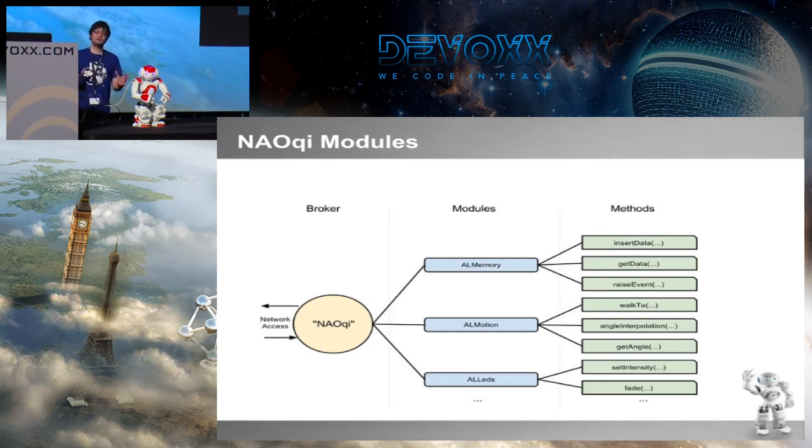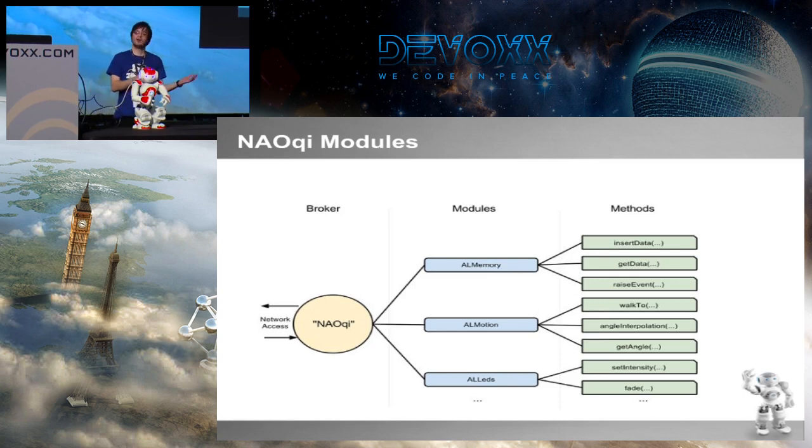All the functionality of the robot is separated inside different modules. A module is just a name with a set of methods, so you can think about it a bit like a class. For instance, you've got a module named ALMemory where you can insert some data and get the data back. You have access to every single sensor on the robot. You can get the position of every joint, you can get what the sonar is seeing, you can get the images and so on.